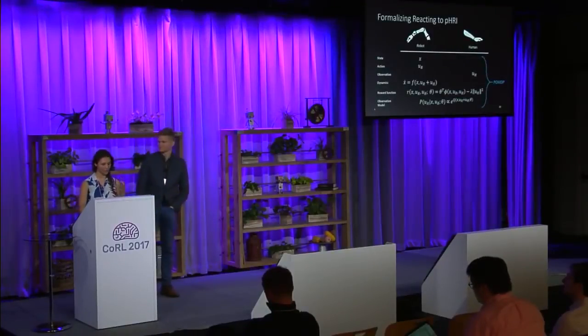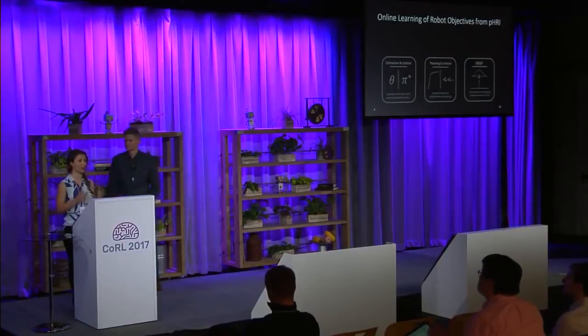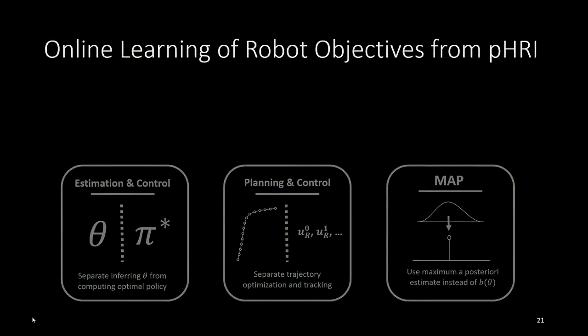So the core question here is, how can we make robots learn online from a human interaction? To answer this question, we broke this down into three major approximations from the full formalism that we just talked about. We separated estimation from control, we separated planning from control, and finally, we used a MAP estimate instead of tracking the full belief. So let's dig a little bit deeper into what each of these approximations mean and how we actually got here.